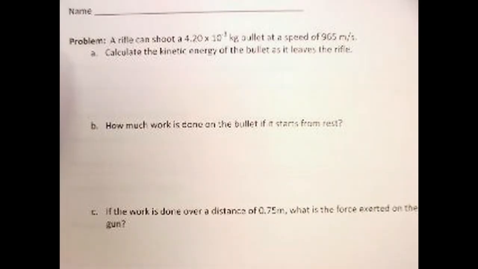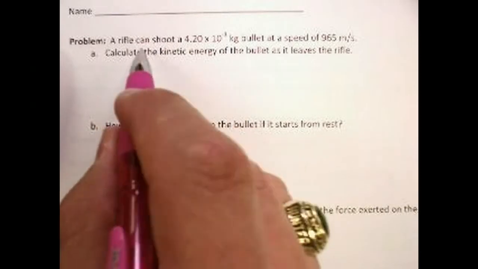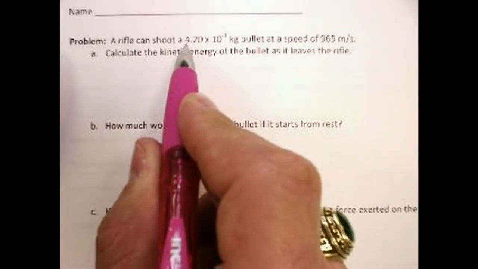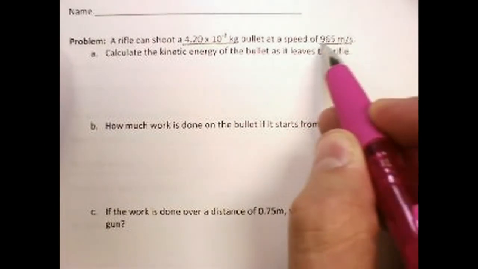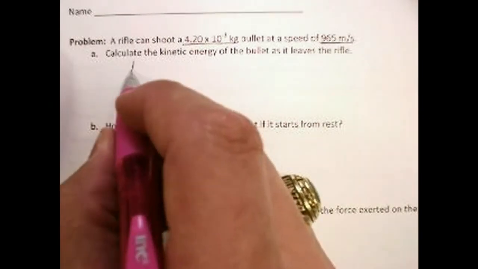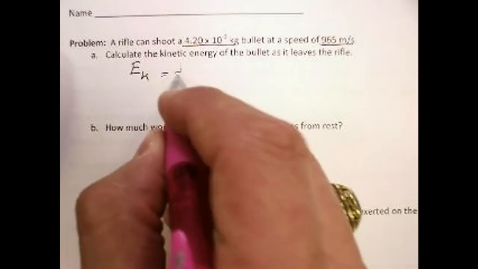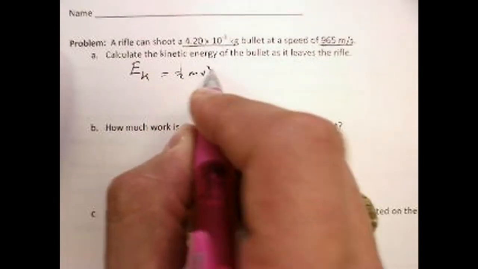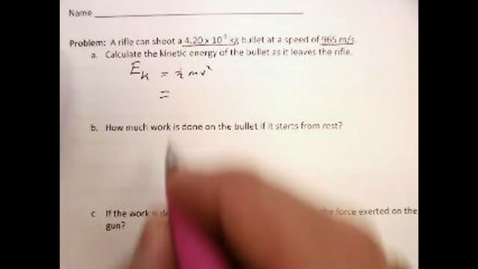We have another problem here on the back. Let's calculate kinetic energy again. We have a rifle. It can shoot a bullet with a mass of 4.2 times 10 to the negative third kilograms at a speed of 965 meters per second. So we'll calculate kinetic energy again. E sub k equals 1/2 mv squared. And we simply plug in our numbers.